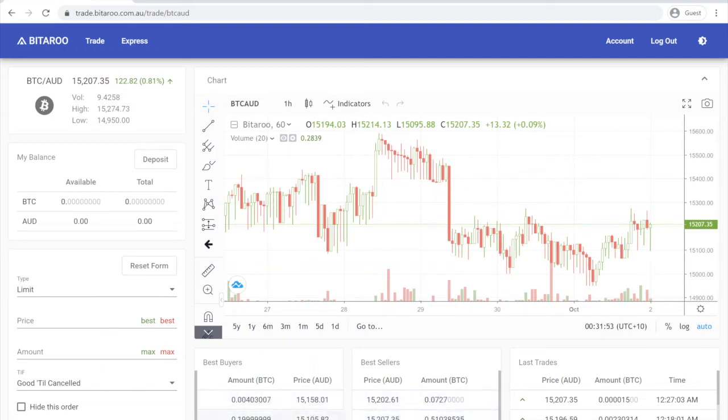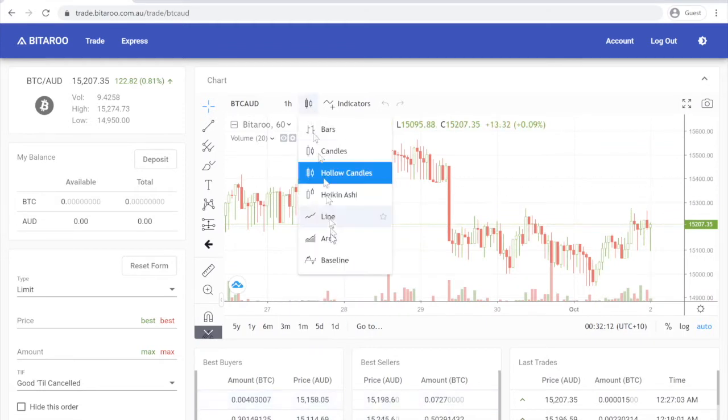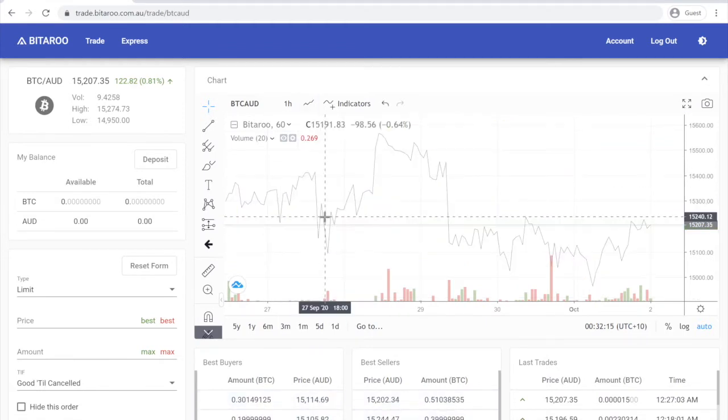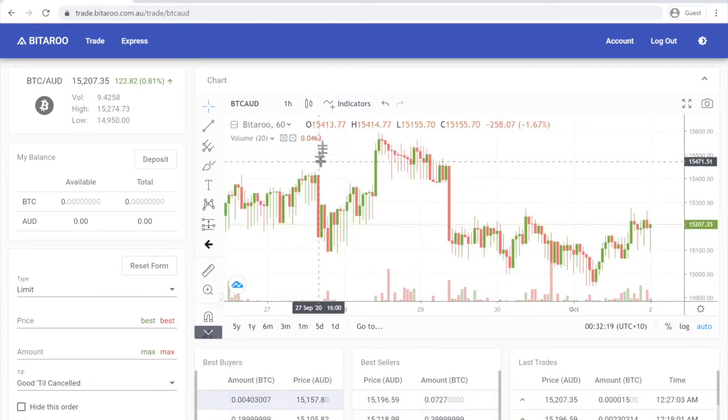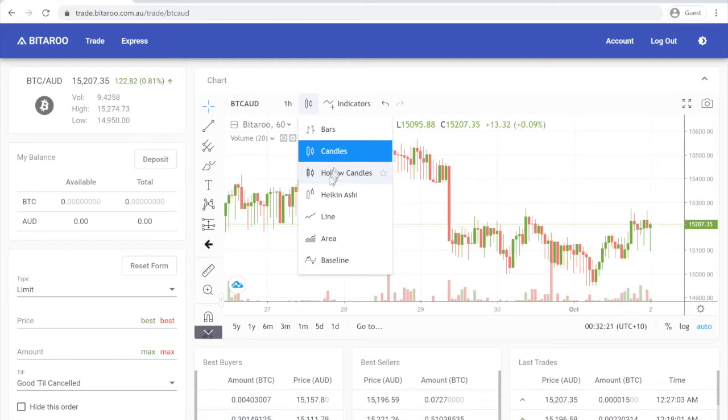In this video I'm going to show you how to use Bitaroo's price chart. When you log in, you may or may not have the chart open, and you can toggle that with this button. And you'll see probably these candlesticks, but you can change how you see the chart. But most people use candlesticks, and I'll show you what that is. I like the Hollow candles.